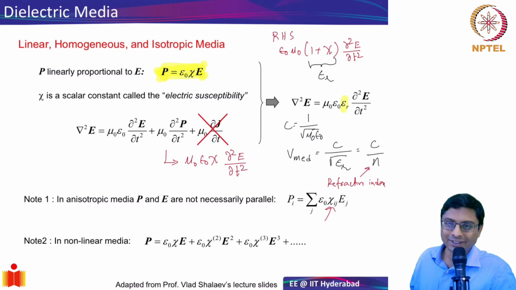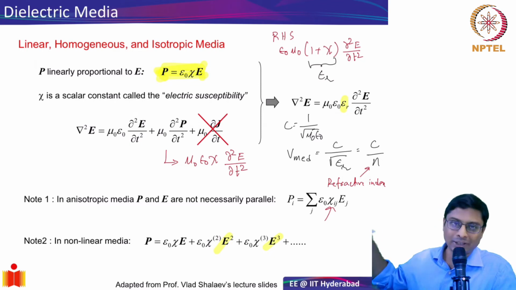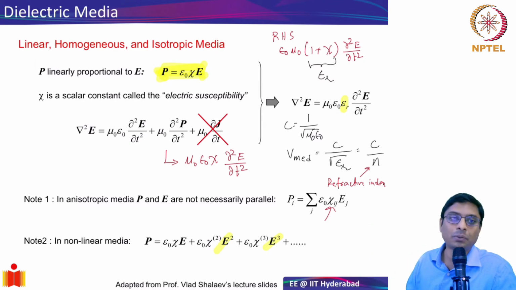What do I mean by linear? Well, it turns out that P, which is a function of E, being linearly dependent on E, is an assumption. You can have higher order terms. The polarization can also depend on the square of the electric field and the cube of the electric field. It can happen, and so on. It can have higher order responses, and these are what are known as non-linear responses. Okay, and this leads to a lot of interesting effects.